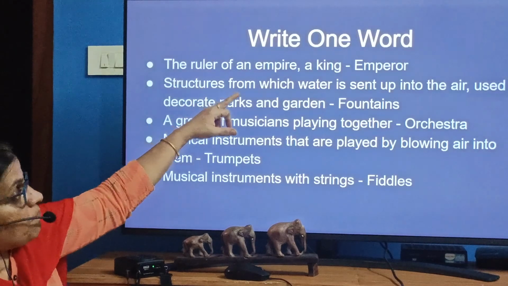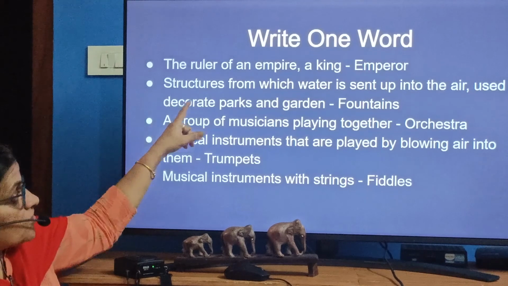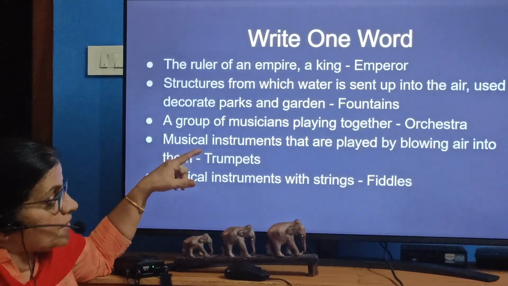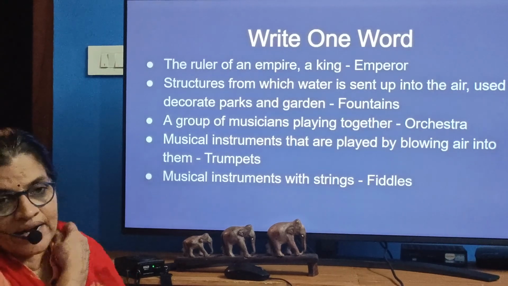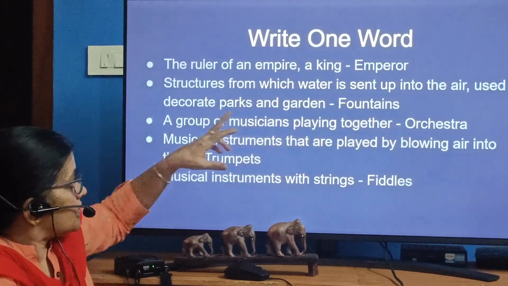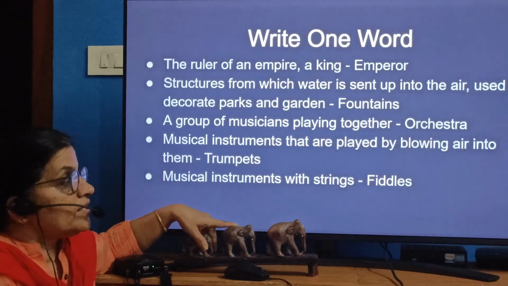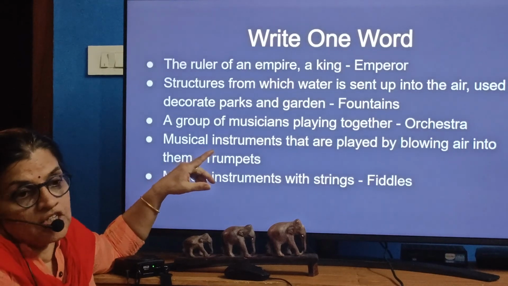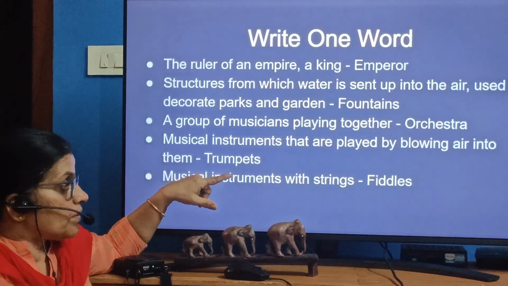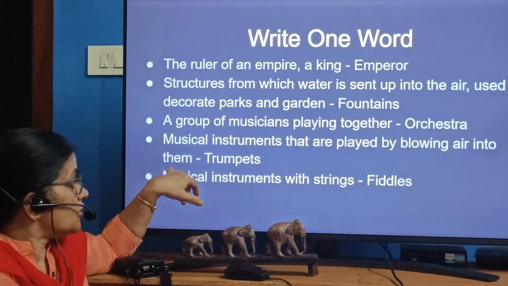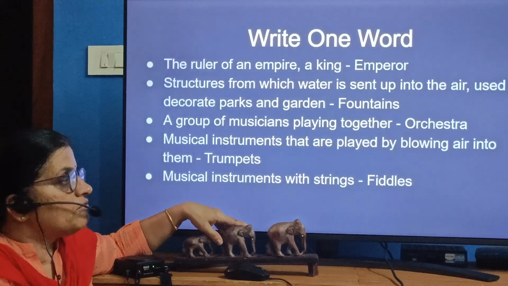The ruler of an empire, a king, is known as an emperor. The structure from which water is sent up into the air, used to decorate parks and gardens, what is that? Fountains. A group of musicians playing together is known as an orchestra. Musical instruments that are played by blowing air into them are trumpets. The musical instrument with strings is the fiddle.